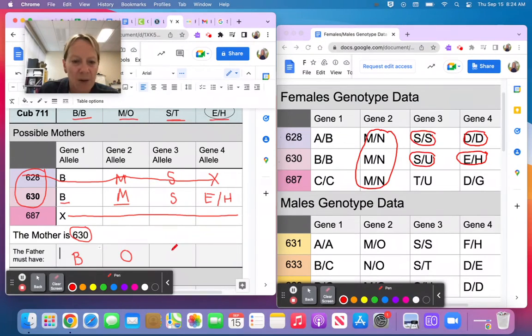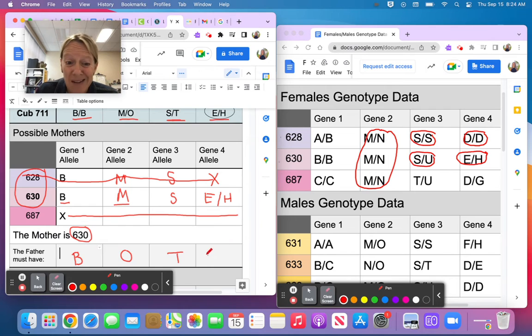Well, so now we know that the dad had to give that T, right? Because you get one set of genes from mom, one set of genes from dad. So you have 2 of every gene, 2 alleles for every gene, and you get one from each parent. Okay, last one. We had EH on this gene, and the mom gave either the E or the H.